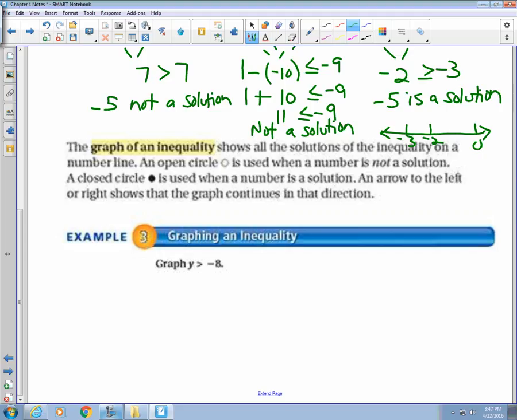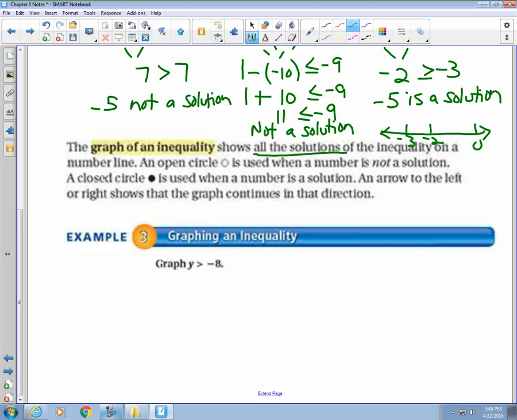The last thing we need to do is the graphing of an inequality. The graph of an inequality shows all the solutions of the inequality, so it shows the solution set. When they say all the solutions, that means it's going to show the set of solutions of the inequality, and it shows it on a number line.